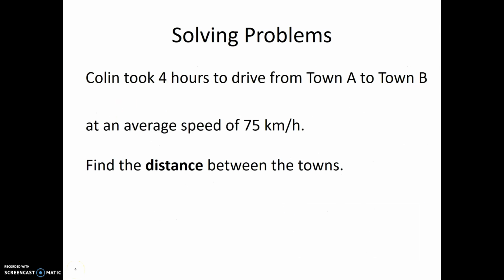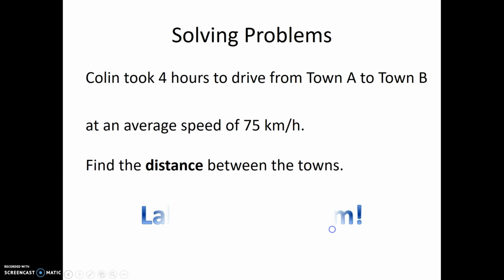Okay, so number 5 says that Colin took 4 hours to drive from town A to town B at an average speed of 75 kilometers per hour. Find the distance between the two towns. That's the first part, and then letter B, it says that on his way back he drove at an average speed of 60 kilometers per hour. And then we want to find out how long it took him. So let's just deal with part A for right now.